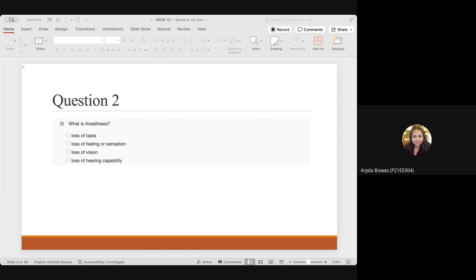So the right option is option B, loss of feeling or sensation. Okay, so next move toward question number three. Advantage of injectional anesthesia. First option is fast acting, second is the longer recovery time, third option is the strain or the gender difference, and fourth option is the significant physiological impact.